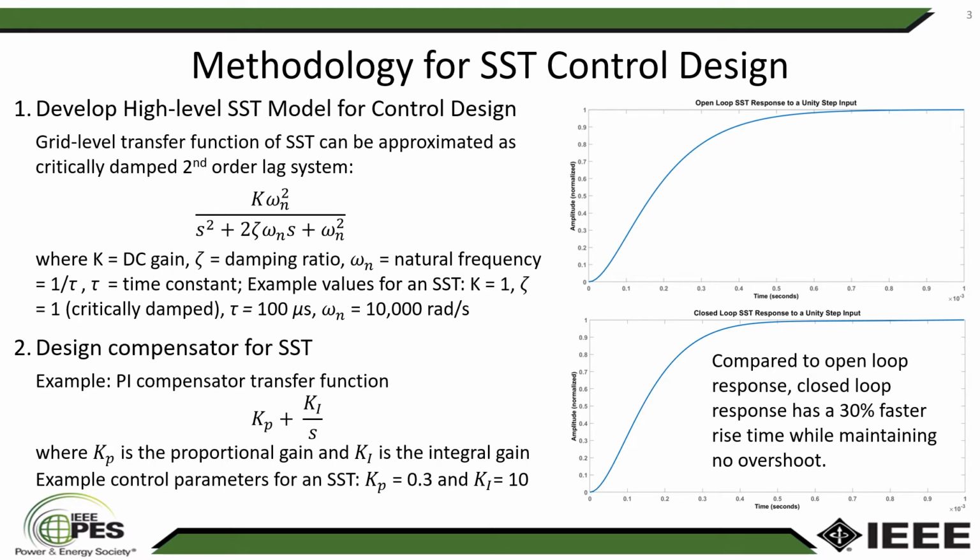Then, for a very simple example to present here, we looked at a proportional integral compensator design for the SST. For the parameters given above in step 1, the control parameters were derived in step 2. You can see the plots, the open loop plot on the top right and the closed loop response on the bottom right. Compared to the open loop response, the closed loop response has a 30% faster rise time while maintaining no overshoot.